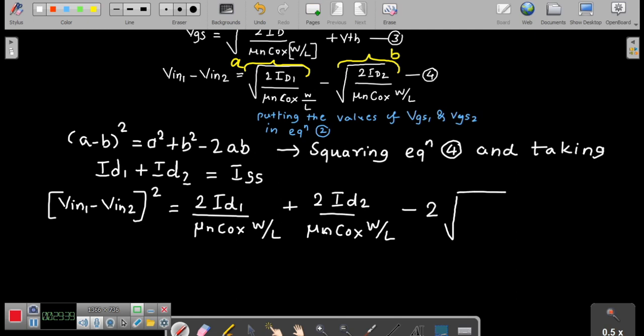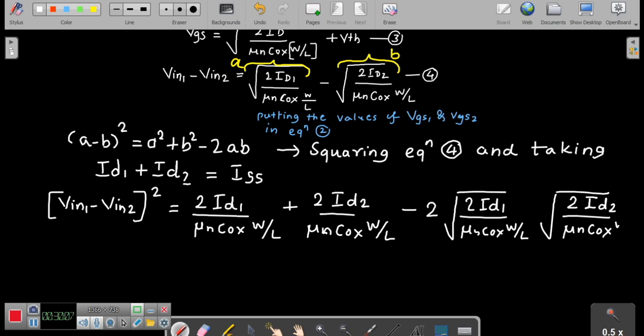So this is under root 2 into ID1 divided by mu n COX into W by L, into under root 2 into ID2 divided by mu n COX into W by L. So this becomes a little lengthy equation. We will further simplify it.